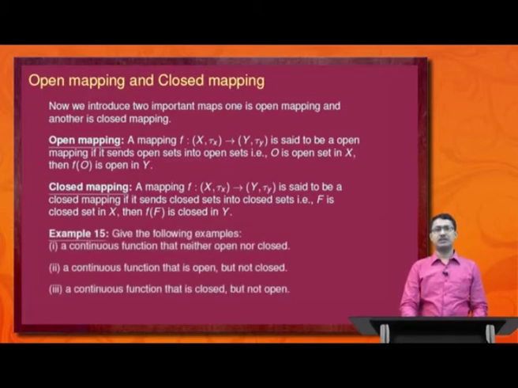Next, we consider an example, example 15. Give the following examples. A continuous function that is neither open nor closed, second, a continuous function which is open but not closed, and finally give an example of a continuous function which is closed but not open.